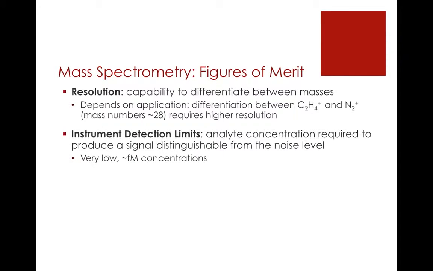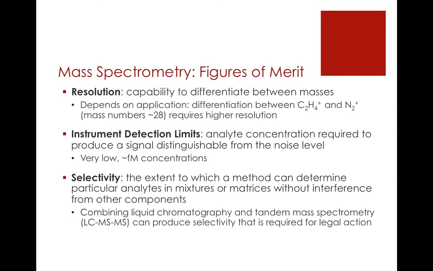Instrument detection limits are defined as the concentration of analytes required to produce a signal distinguishable from the noise level, the noise being the fluctuation in the instrument background signal. The detection limits are very low for mass spec, approximately in the femtomolar region, which is 10 to the minus 15th molar.